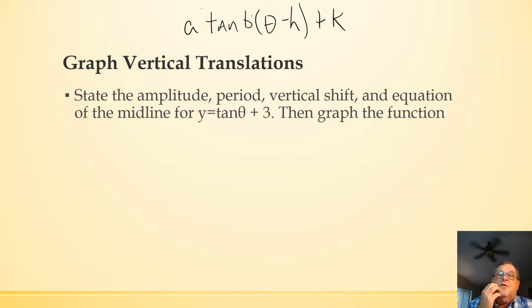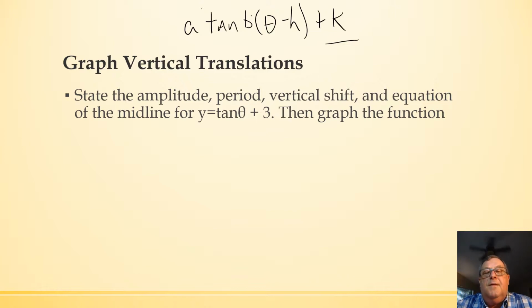All right, so A has to do with amplitude, which in a tangent function is undefined. There is no amplitude. B has to do with the period. The H deals with any horizontal shift or any phase shift, and K gives us any vertical shift. And what we see is a shift in the midline.